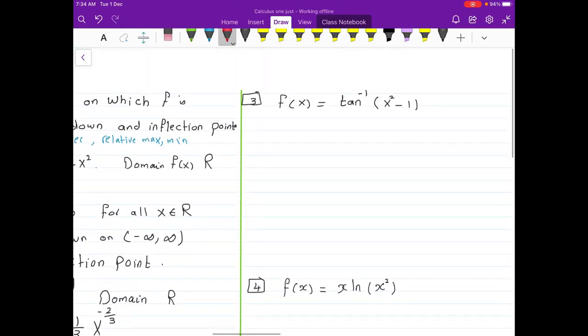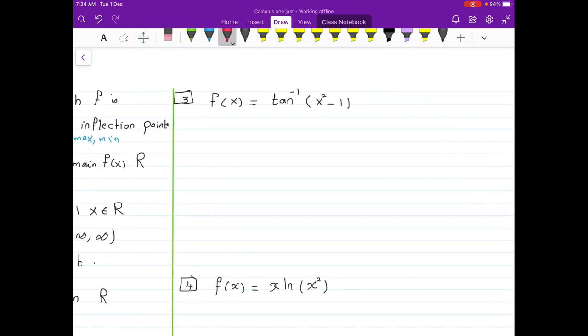Another example: f(x) equals tan inverse of (x squared minus 1). What is the domain for this function? Remember, the domain for tan inverse x is R. The function inside tan inverse, x squared minus 1, is a polynomial, so the domain is R.